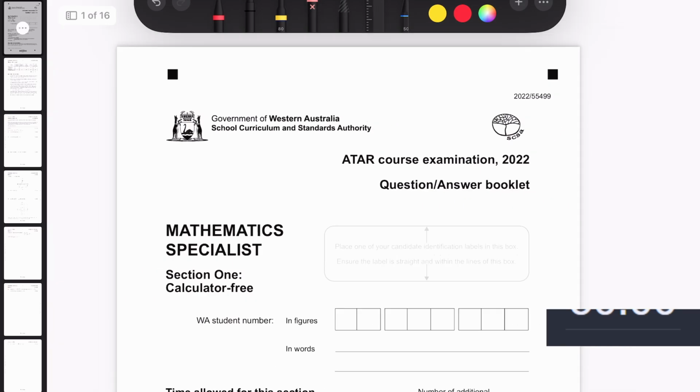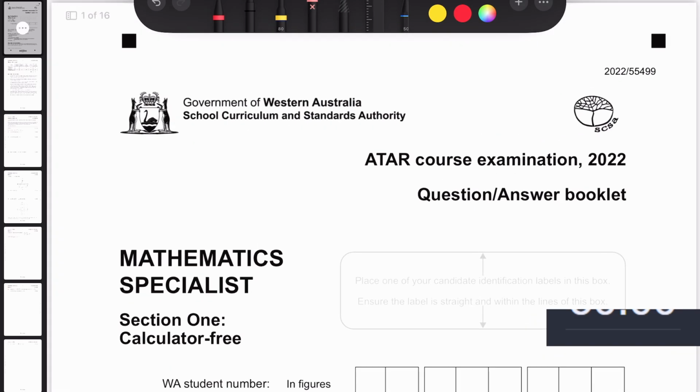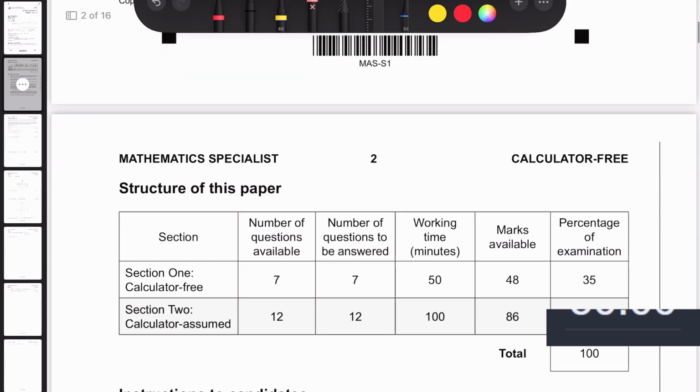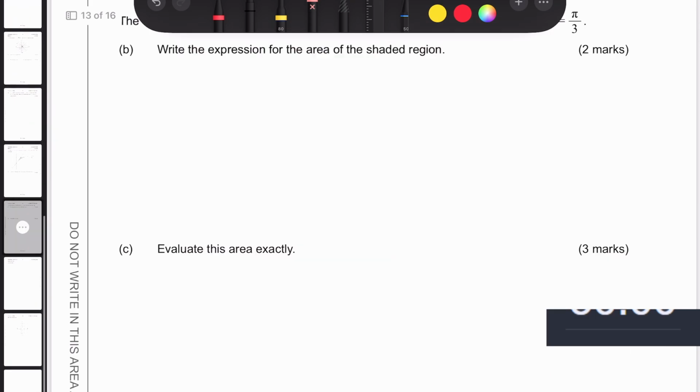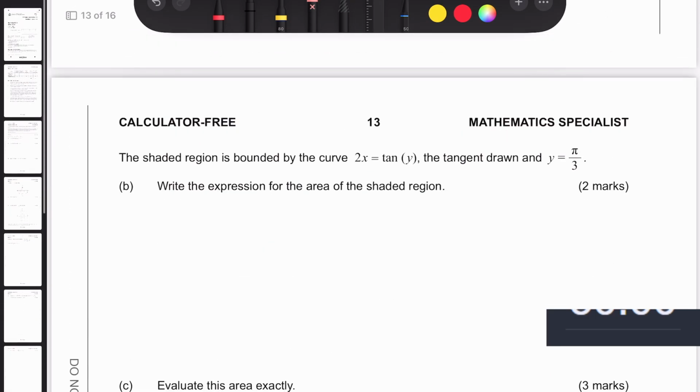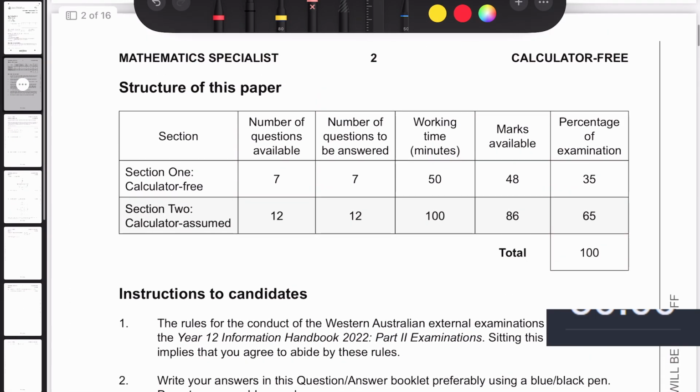Okay, so we got the 2022 spec WACE exam to do. Here's calculator free, 48 marks. How many pages? 13 pages to do. So yeah, let's just get started.